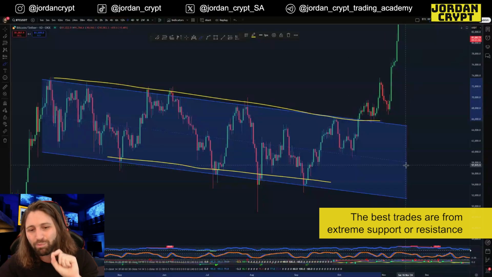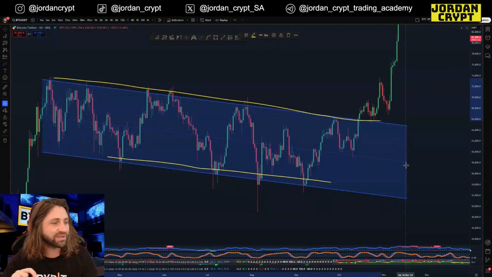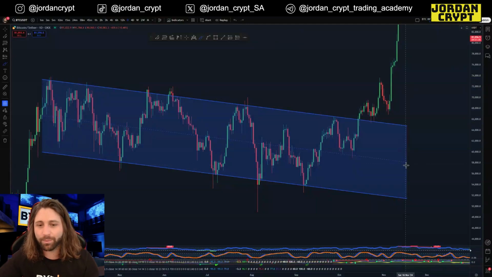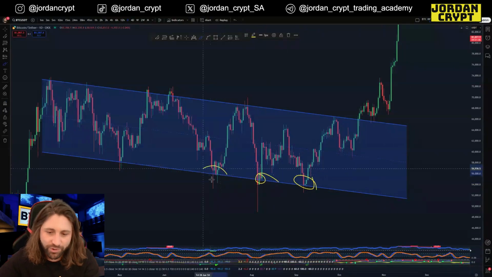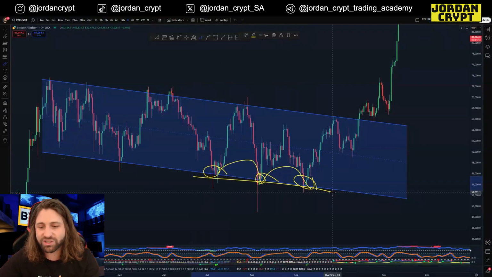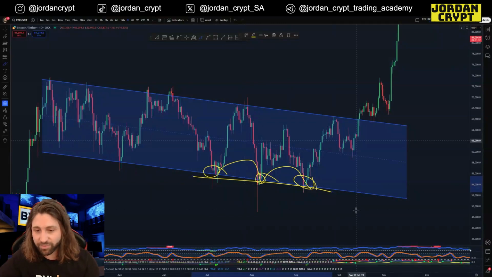But at some point, every range will break. And this is where this breakout strategy can come in handy. Of course, you should be in your long from this beautiful double bullish divergence on the daily. I mean, this could not have been given to us on a shinier silver platter.